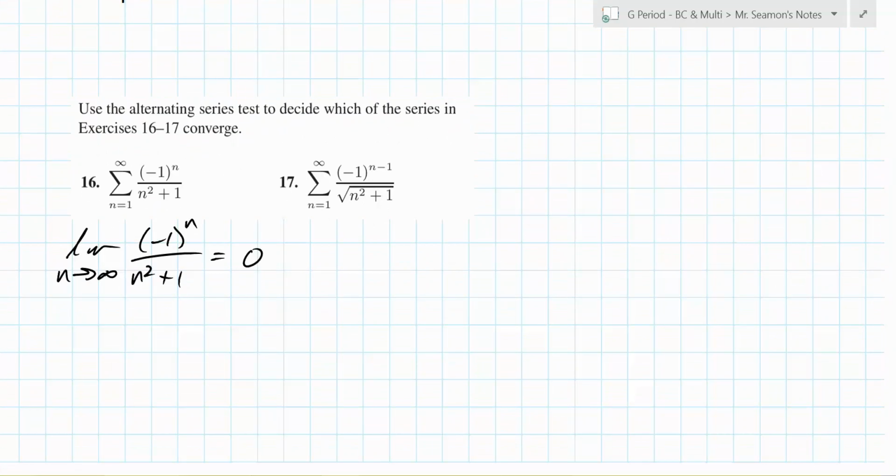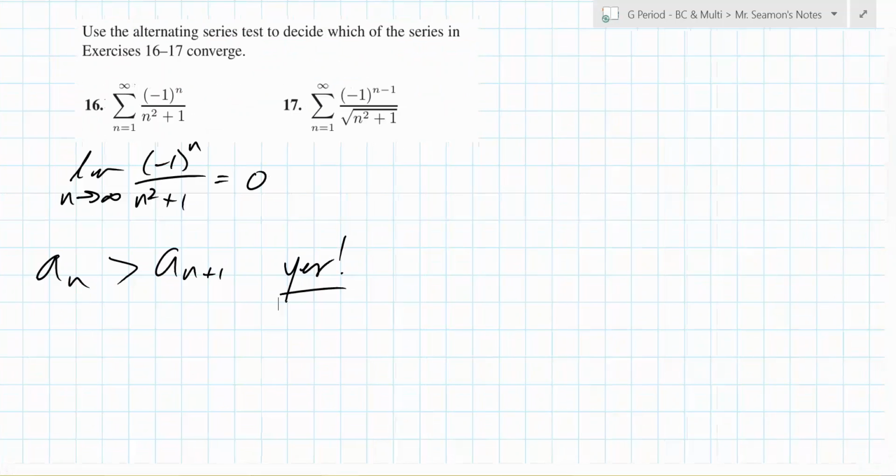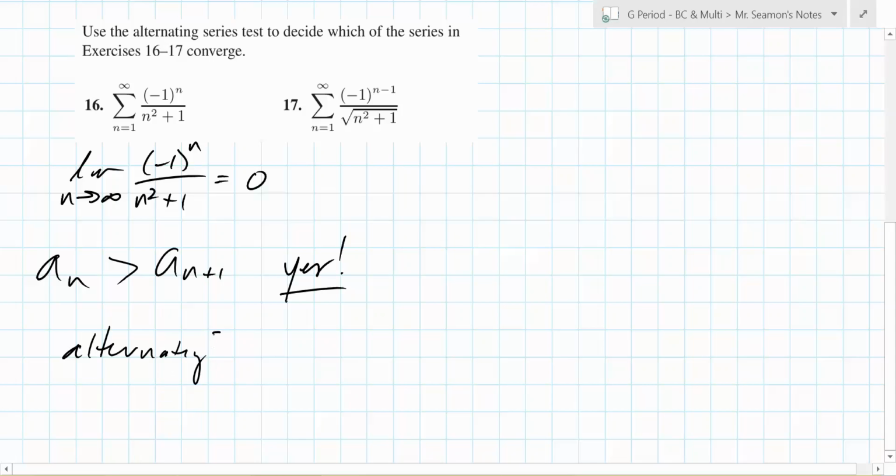Does each successive term, so is a_{n+1} always less than a_n? Yes, it is. It keeps on getting smaller. It doesn't go up and down, up and down. And then what's the last thing? Is it alternating? Which is really the first thing, because you wouldn't use the alternating series test otherwise. Alternating? Yes. So therefore, it converges. There you go. Good. Okay.